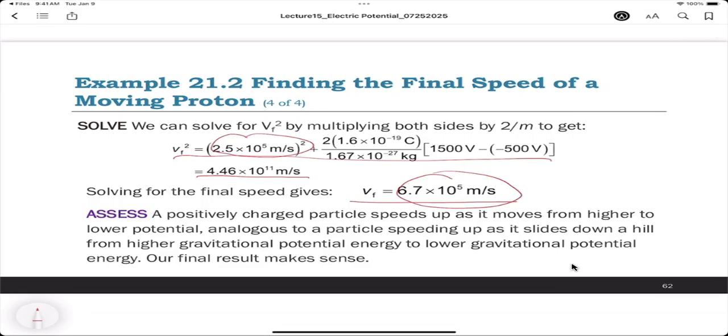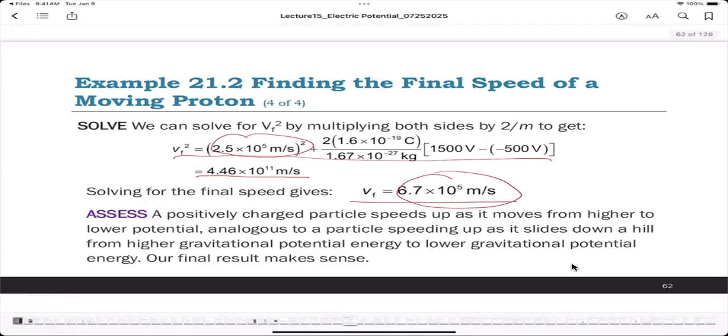So a positively charged particle speeds up as it moves from higher to lower potential, analogous to a particle speeding up as it slides down a hill from a higher gravitational potential energy to a lower gravitational potential energy. Our final result makes sense. Does it make sense to you?